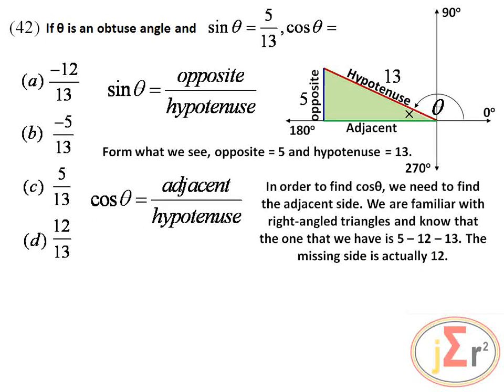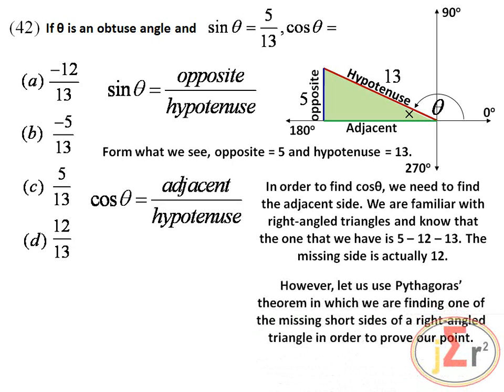We are familiar with the right angle triangles and know that the one that we have is a 5, 12, 13. So students who know their triangles and are familiar with the basic right angle triangles know that the triangle we have right there is a 5, 12, 13. So they are sure that the missing side is actually 12. However, let us use Pythagoras' theorem, in which we are finding one of the missing short sides of a right angle triangle, in order to prove our point, although we already know that it is 12.